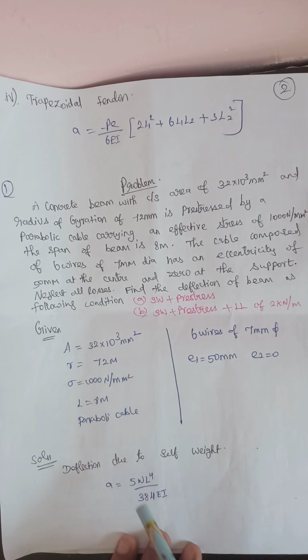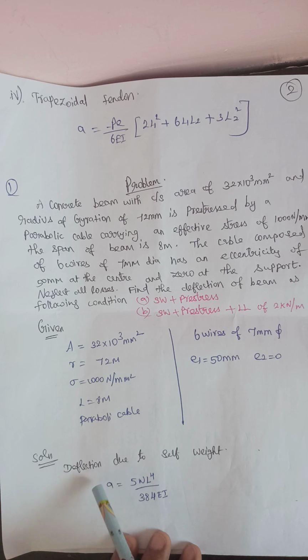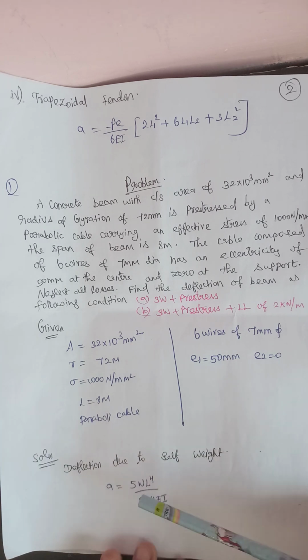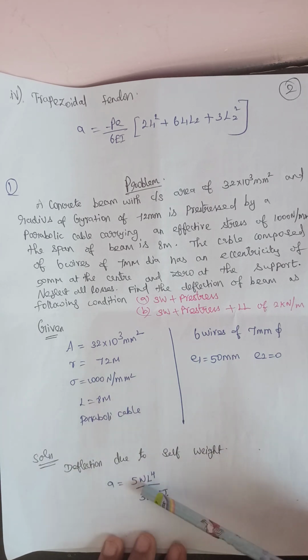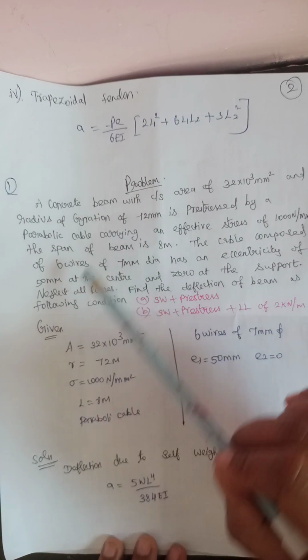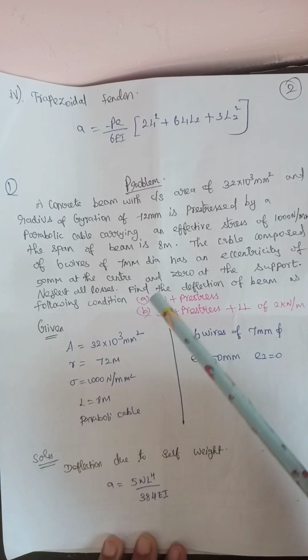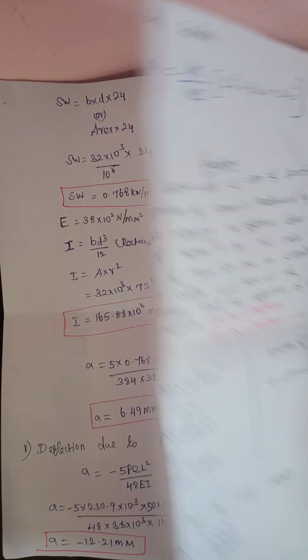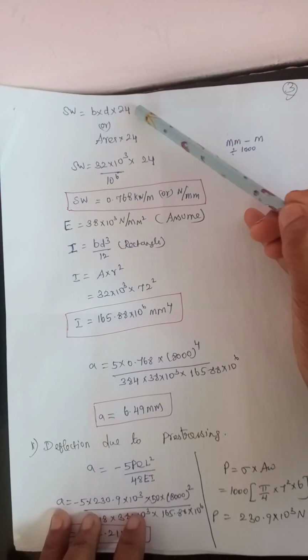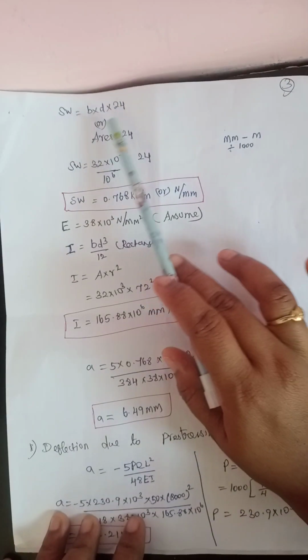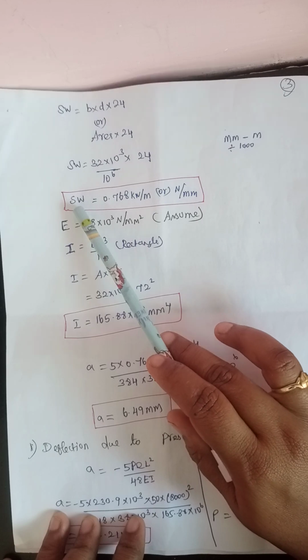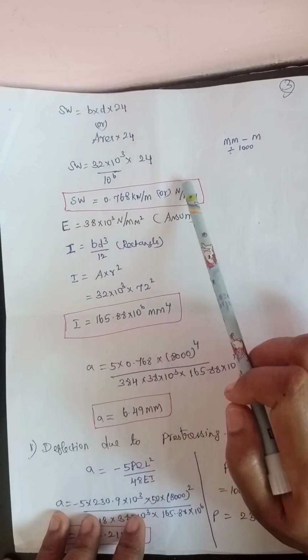So first we have to calculate the deflection due to self weight. The deflection due to self weight formula is delta is equal to 5 W L power 4 by 384 E I. In the place of W, we have to substitute the self weight value. In the sum, we didn't have any value for self weight, but we can calculate the self weight by multiplying area of the beam into density of the concrete. So self weight is equal to 0.768 Newton per mm.